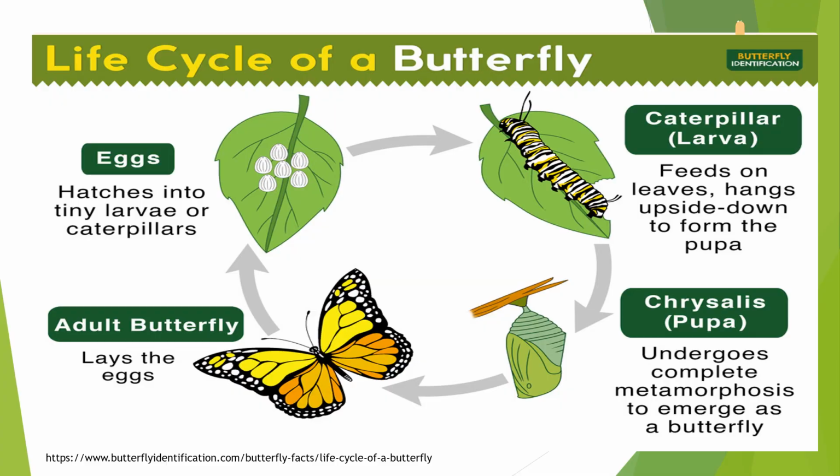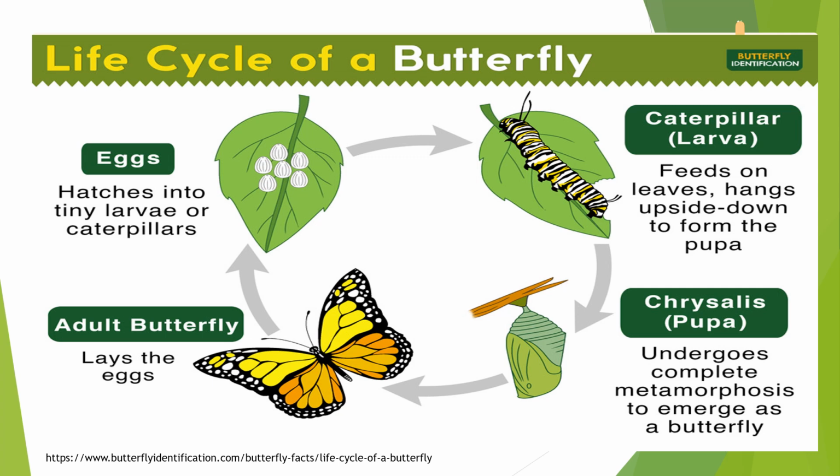The life cycle begins when a female butterfly lays eggs, usually on the leaves of plants. These tiny eggs can be different colors and shapes depending on the butterfly species. Can anyone tell me what will happen next? Okay, after a few days, the eggs hatch into caterpillars, also known as larvae.